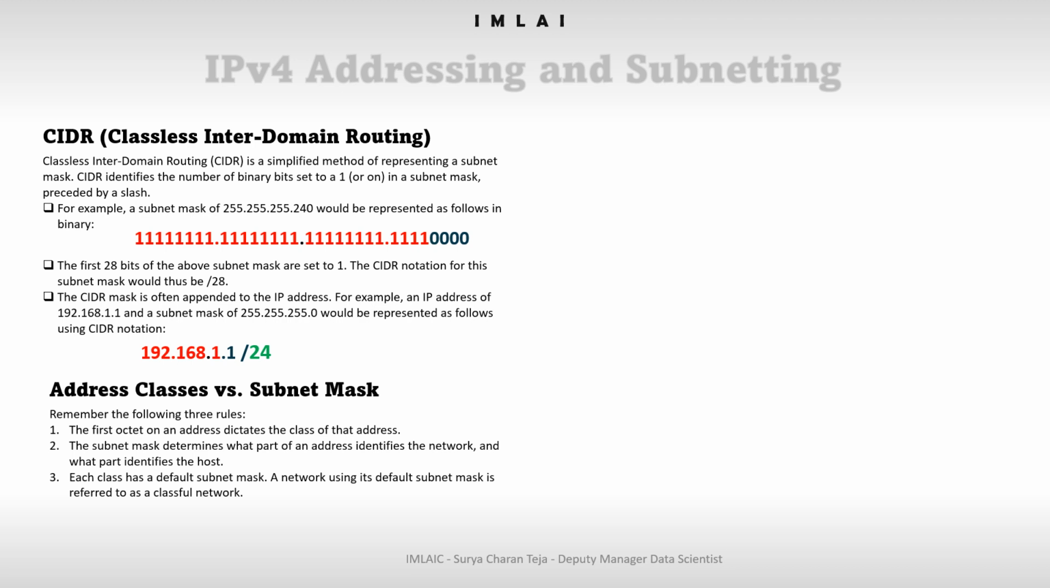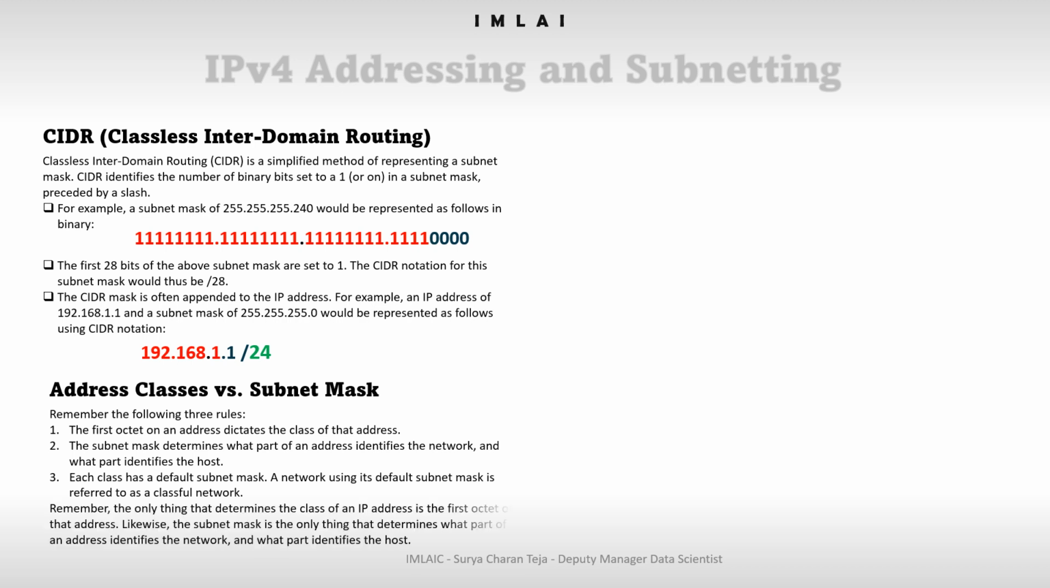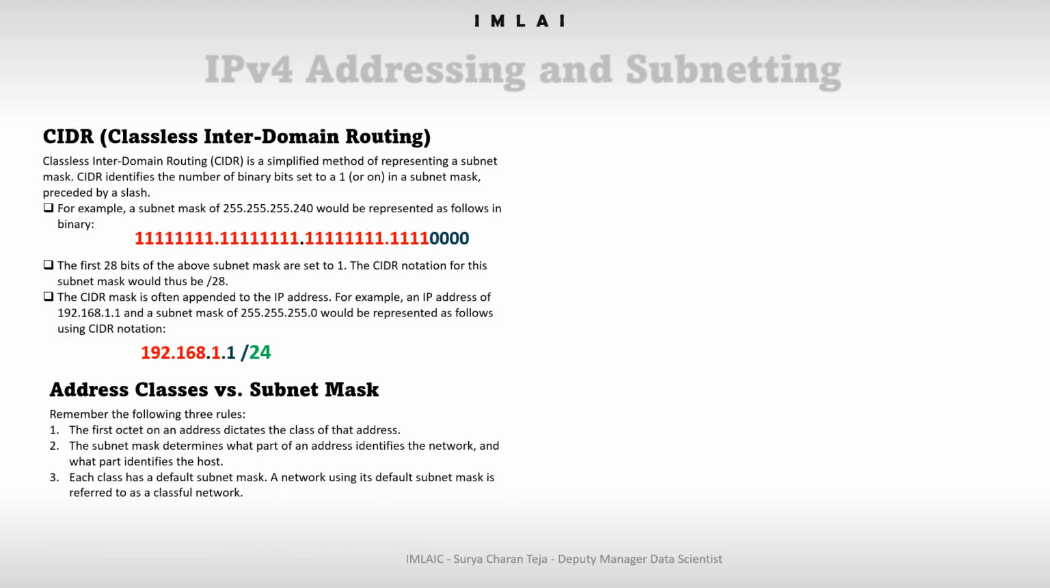Then we can call this network a classful network. Another example we can take: it is entirely possible to use a subnet mask other than the default. Another example that we can consider is if you take Class B.